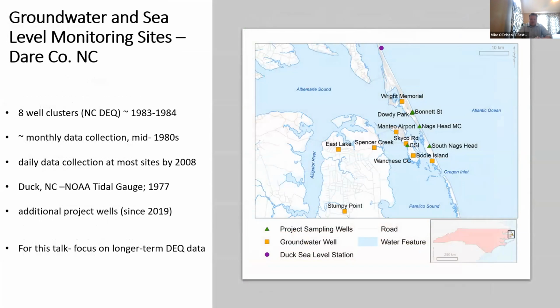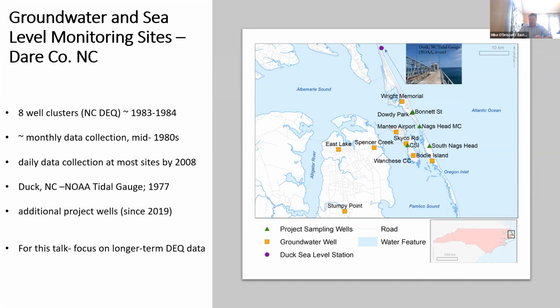So I'm gonna shift gears now and just talk about some of the groundwater level data in Dare County, where we've been focusing for part of this project. First, I'll show you the groundwater wells that the North Carolina Department of Environmental Quality has, and those are in orange here on this figure. And it's a really great database. They've been collecting groundwater levels there since the 1980s. They've had about monthly data collection. And then in 2003, they started to put loggers in these systems. So they actually have daily data at most sites by 2008.